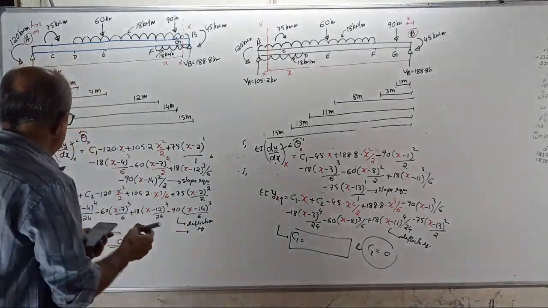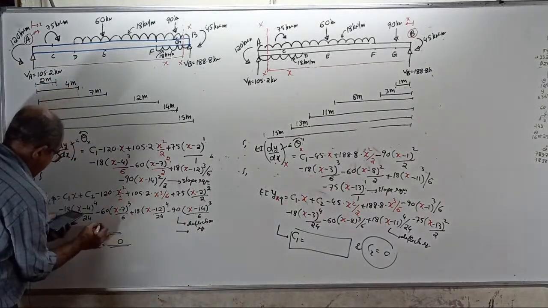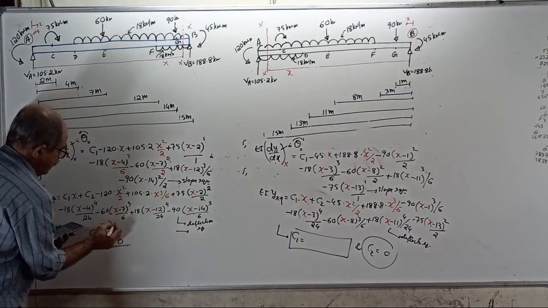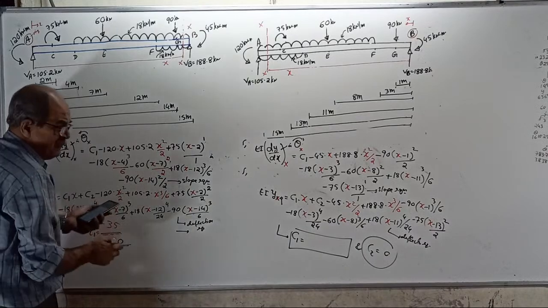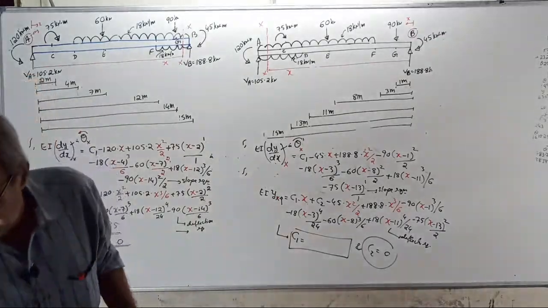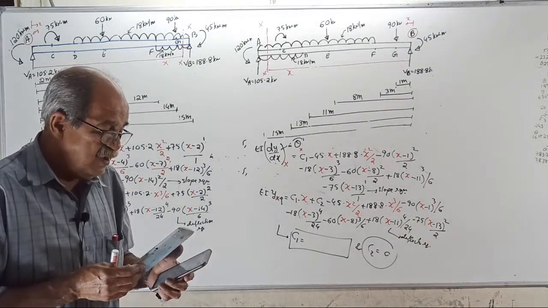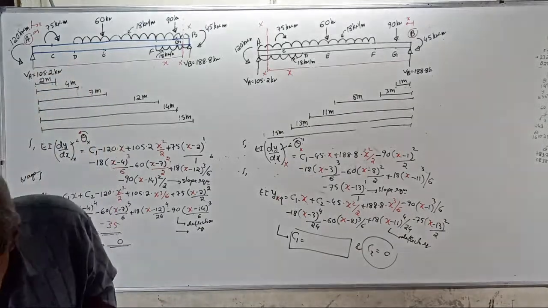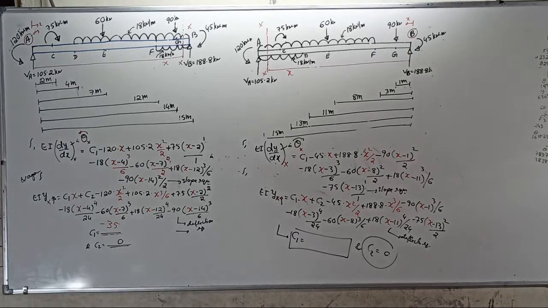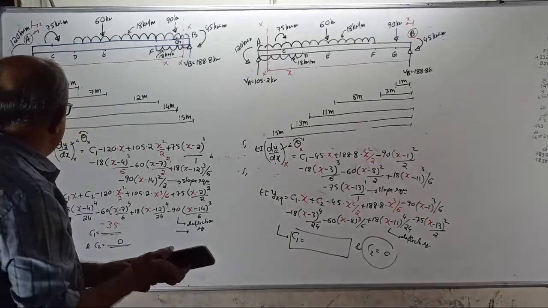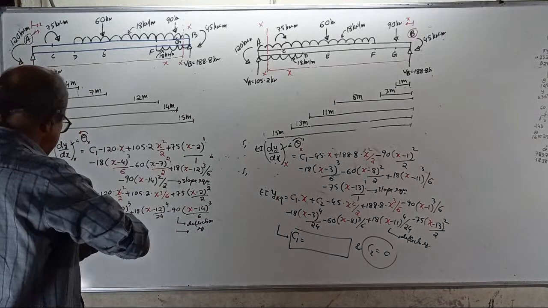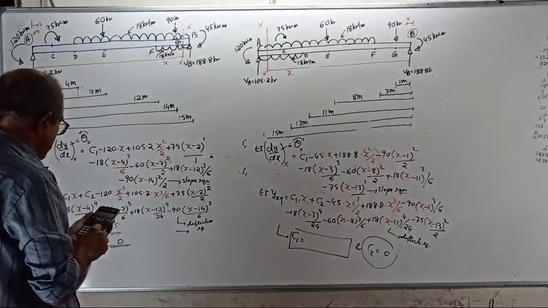When my first origin is there, C1 is minus 35. What am I getting? See, why this much difficulty? 35. No. Something seriously wrong. I know it. Something seriously wrong. I'll check again. No. Something seriously wrong. 359 not possible.